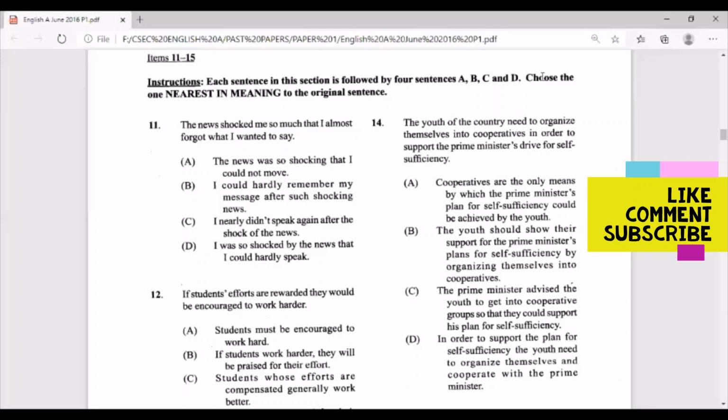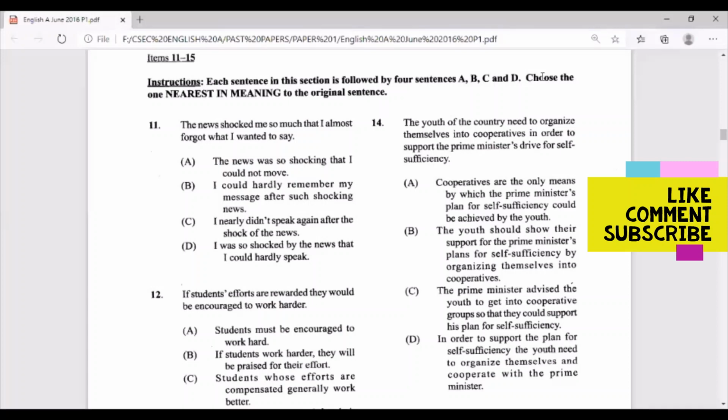Original sentence is, the news shocked me so much that I almost forgot what I wanted to say. So I almost forgot. I didn't actually forget, but I was like, wow, I almost forgot what I wanted to say because what? The news shocked me so much. So we turn the sentence around in our heads, try to make it actually make sense to us so that we will be able to better identify which sentence is saying the same thing.